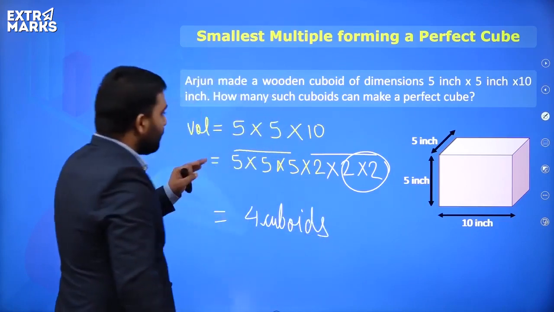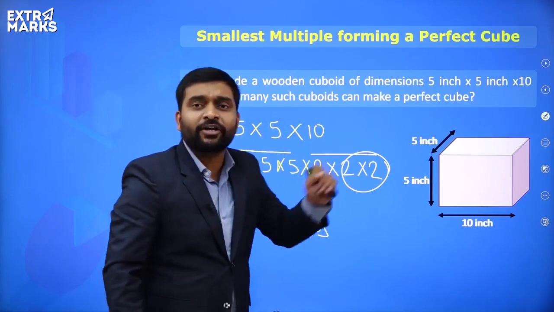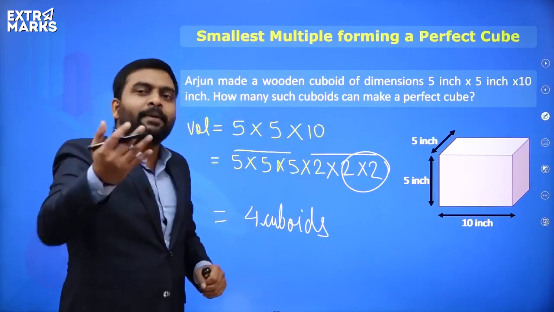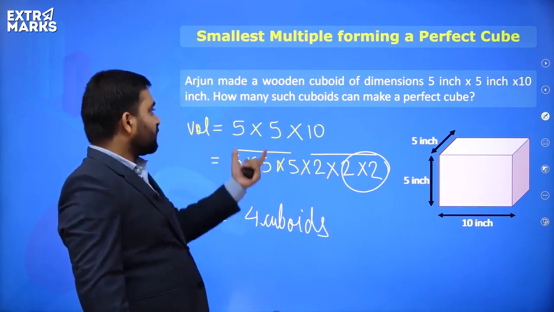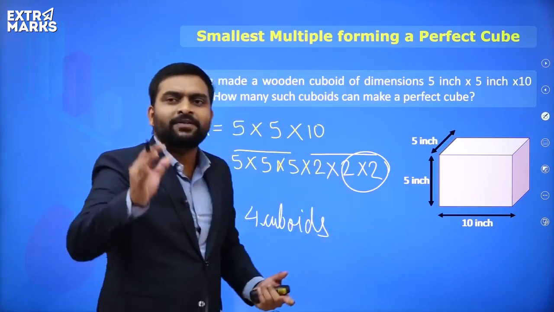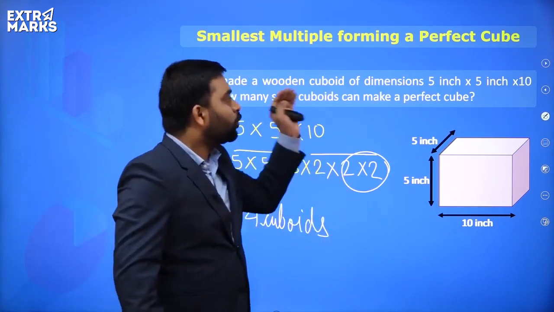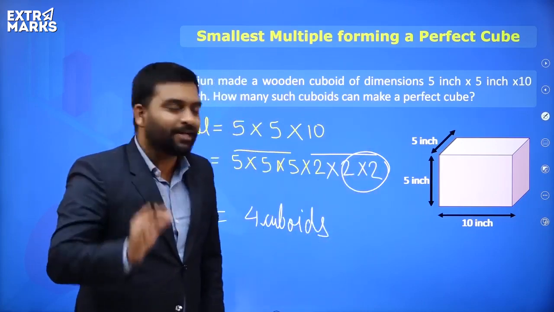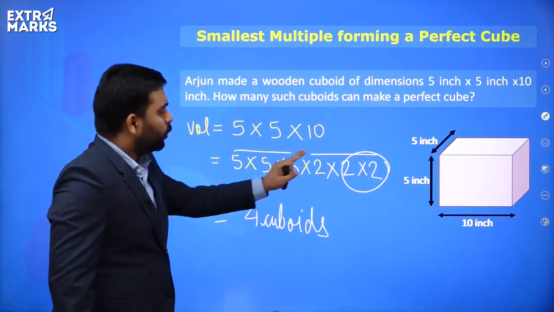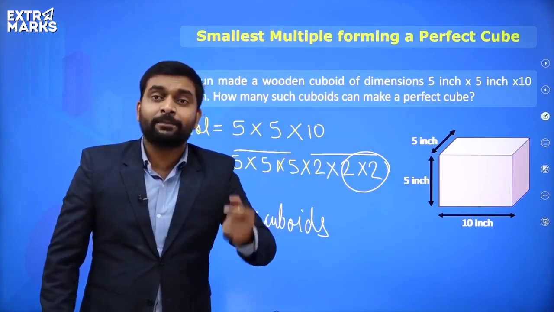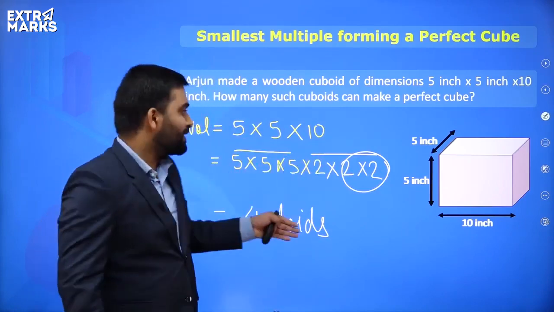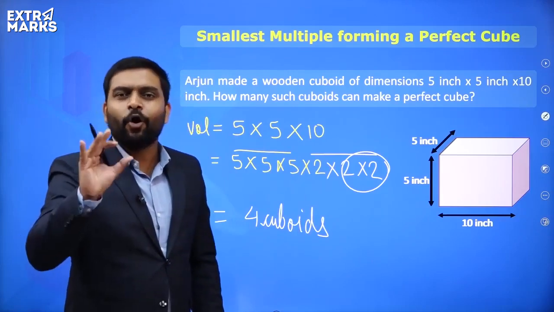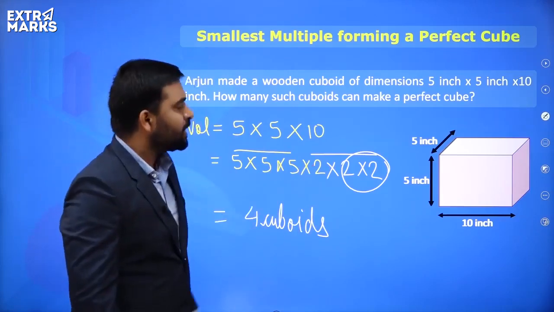Why? Because this number, whatever the answer we are getting, it's not a perfect cube. In order to make it a perfect cube, we have to multiply by 4. And then only we'll get how much? That means this is 4. That means 4 cuboids are required to make a perfect cube. I hope it's clear. Because we all can see 2 was left alone. We needed to multiply 2 more 2's to make it a proper perfect cube, right? So 4 cuboids is the answer. I hope you all have understood how to solve this question.